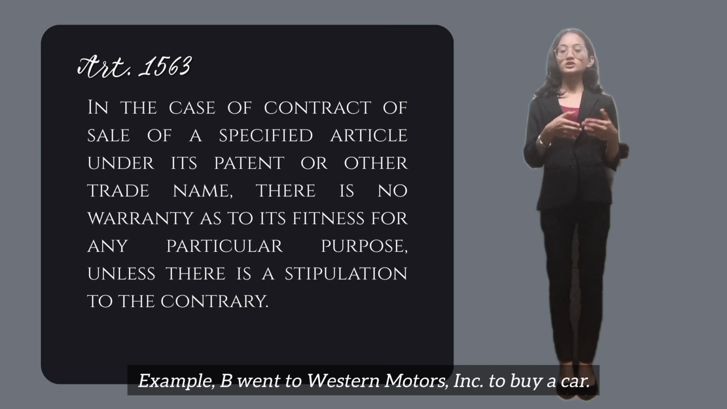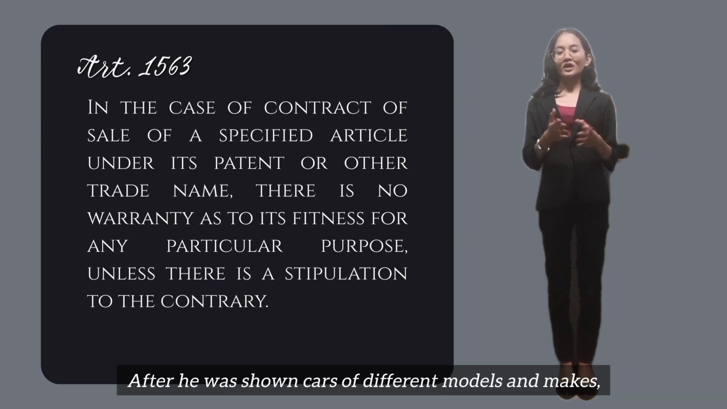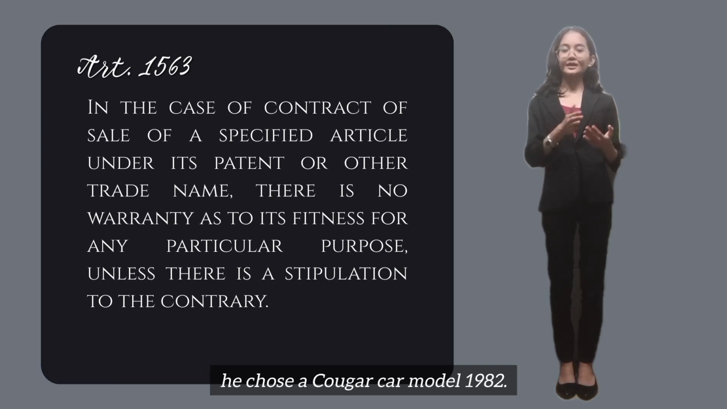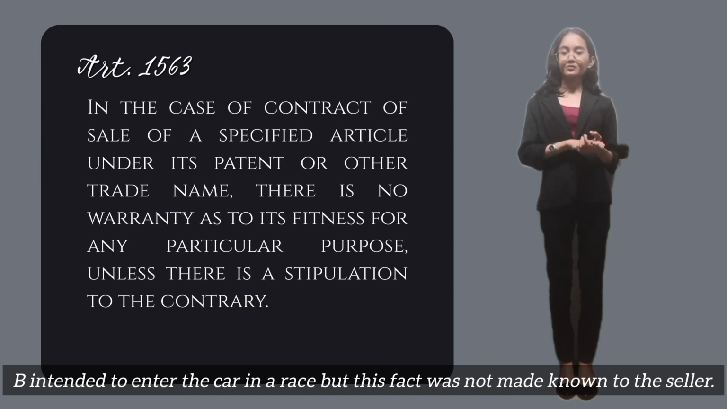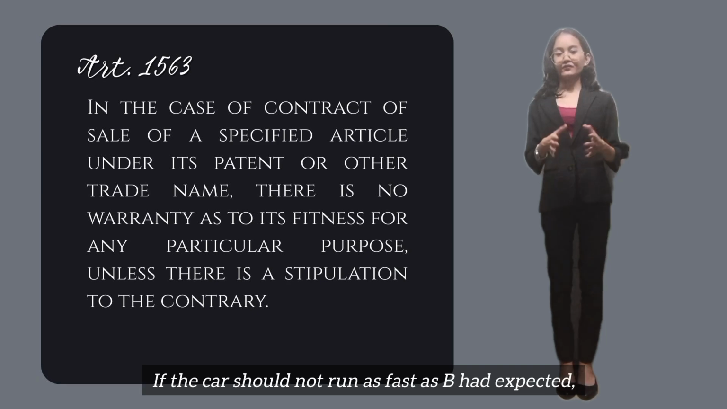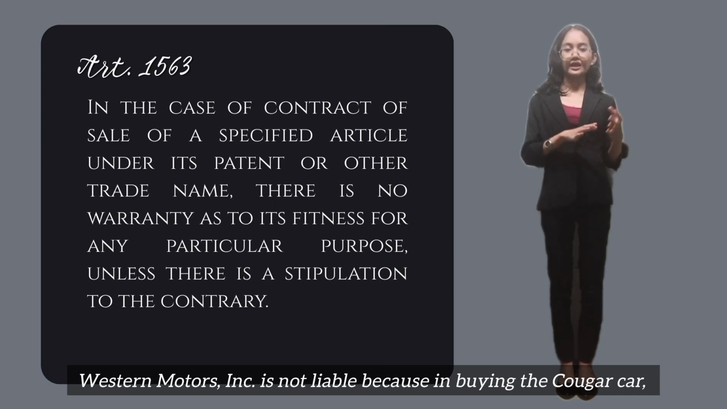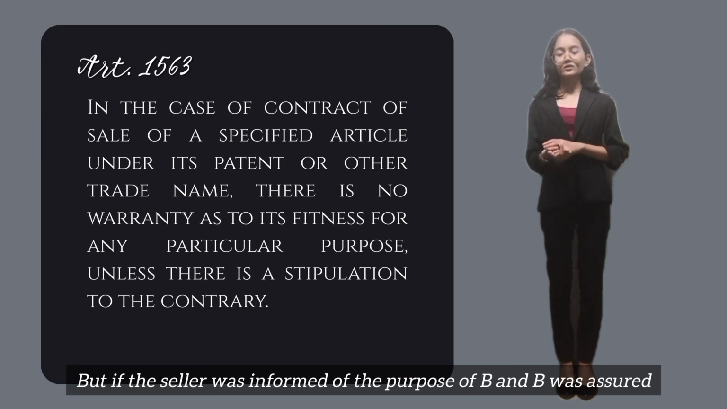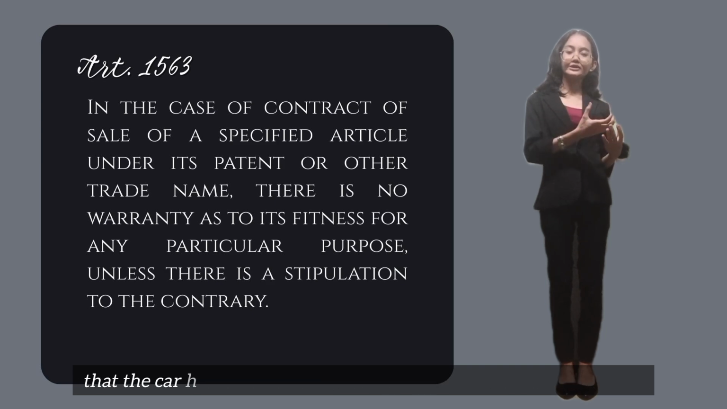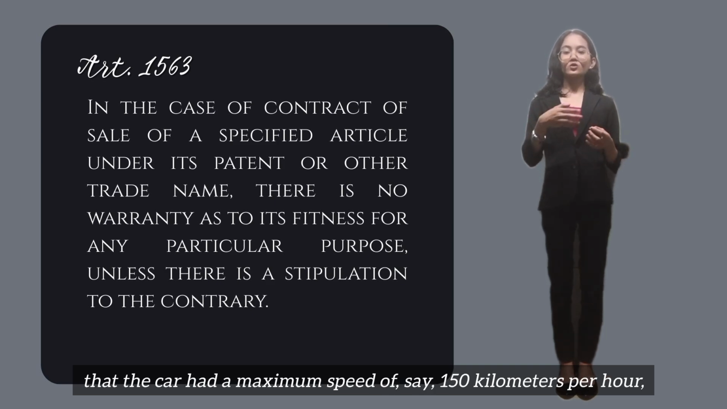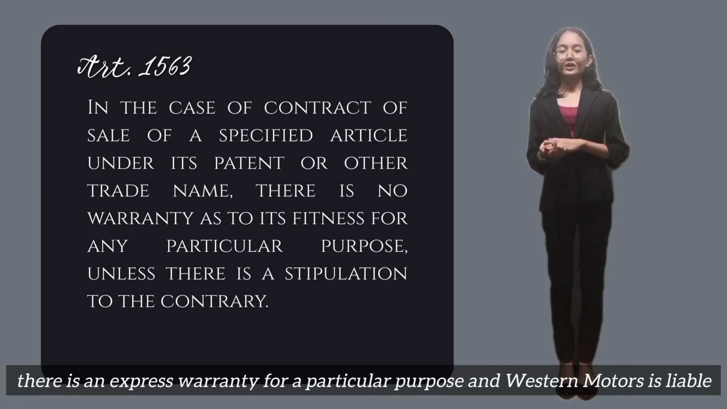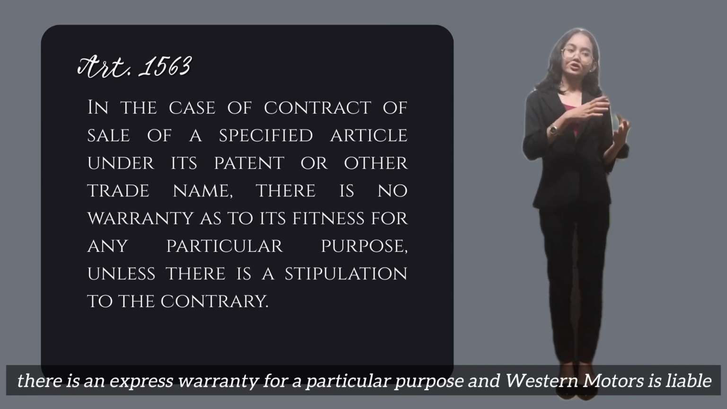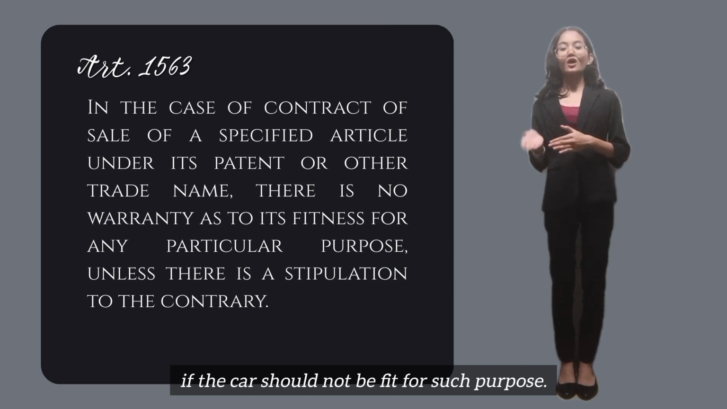Example is B went to Western Motors Incorporation to buy a car, and after he was shown cars of different models and makes, he chose a Cougar car, model 1982. B intended to enter the car in a race, but this fact was not made known to the seller. If the car should not run as fast as B had expected, Western Motors Incorporation is not liable because in buying the Cougar car, B relied upon his own judgment. But if the seller was informed of the purpose of B and B was assured that the car had a maximum speed of, let's say, 150 kilometers per hour, there is an express warranty for a particular purpose, and Western Motors is liable if the car should not be fit for such purpose.